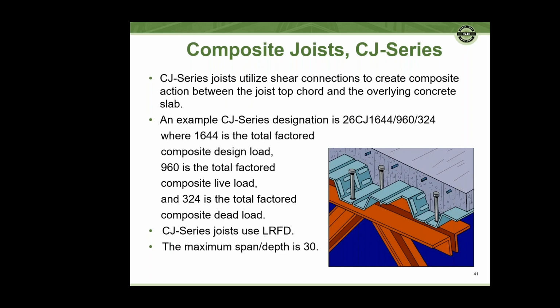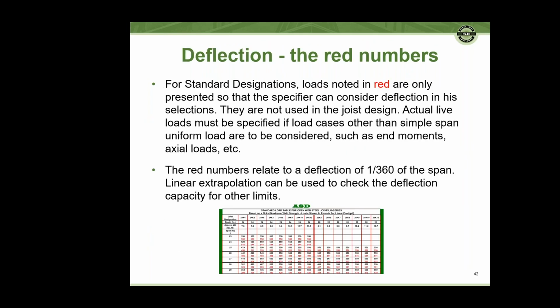It has 3 loads behind it in sort of load over load format, where we have a total factored composite load, and it's a factored load because the CJRO is LRFD. Then we have a total factored composite live load, and finally the total factored composite dead load. So we're making a distinction between dead load that is non-composite as the concrete cures, and then dead load that may be applied after that, which is composite dead load. One important note is the CJ Series joist stretches the maximum span to depth ratio from 24 out to 30.